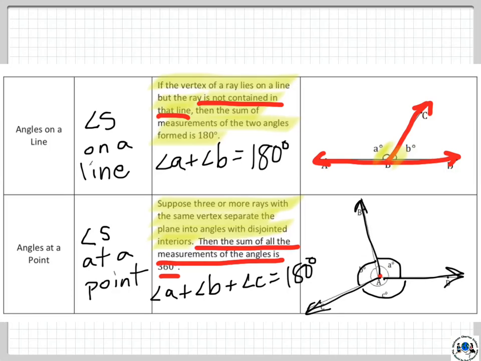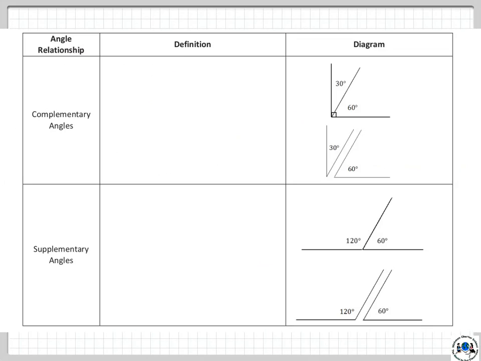Okay, in this case with disjointed interiors, there really is no interior truly. Maybe this is interior to, well, no, they're not. But anyway, that's what that means. And angles on a line, I think you are familiar with already.